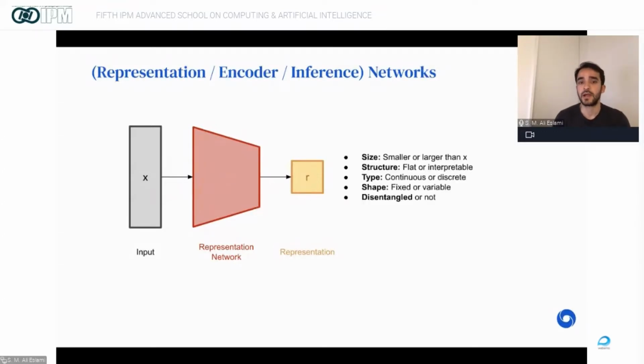As the designer of such a system, you get to choose, for instance, whether the representation has a certain size, like is it smaller or larger than the inputs? Does it have structure? Is it flat or is it interpretable? Is it continuous or is it discrete? Does the shape stay fixed or does the shape change in response to the contents of X? Is it disentangled or not? Given those choices, you have hundreds or thousands of different ways of implementing these representation networks. And of course, you will have seen some of them. For instance, there are multi-layer perceptrons, convnets, transformers, recurrent neural nets, and lots of other choices.